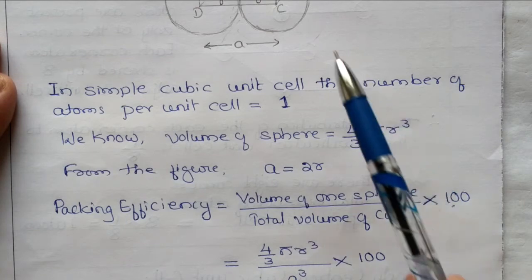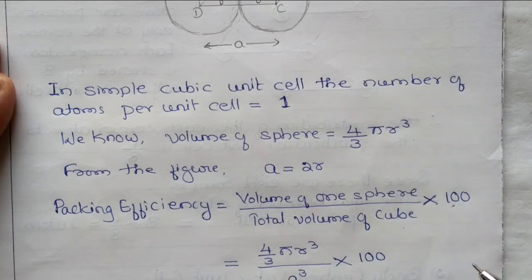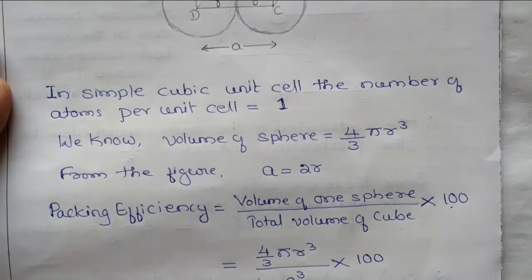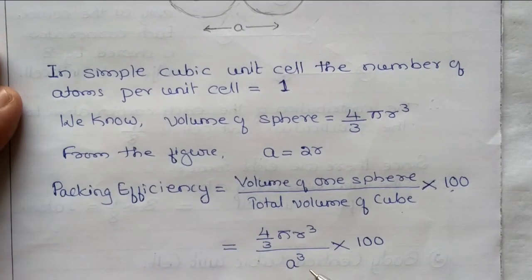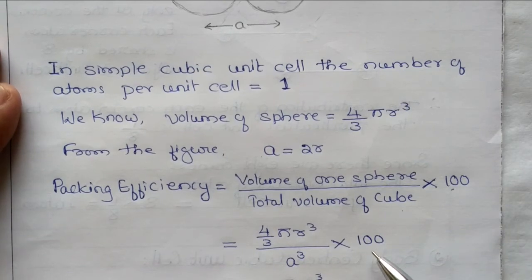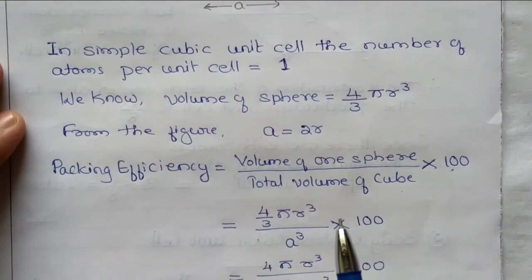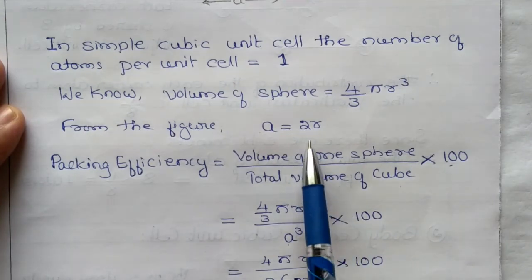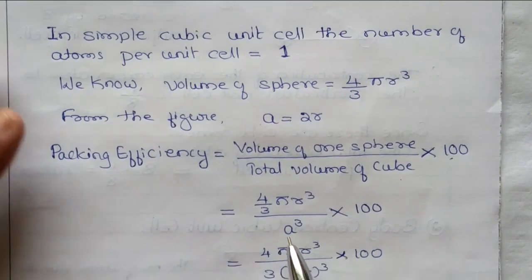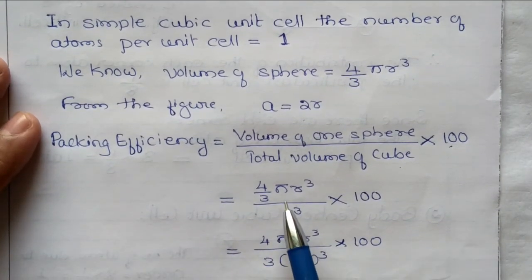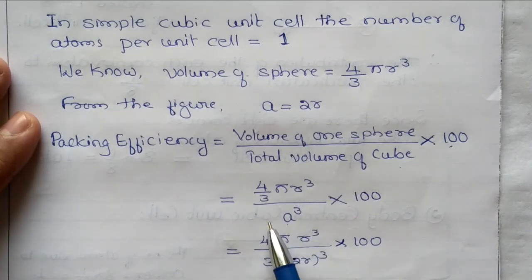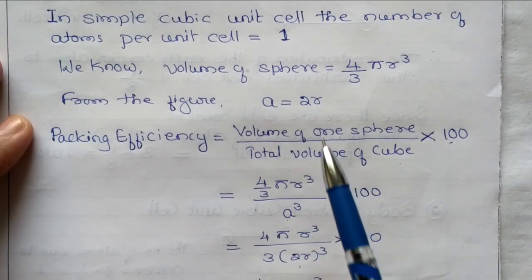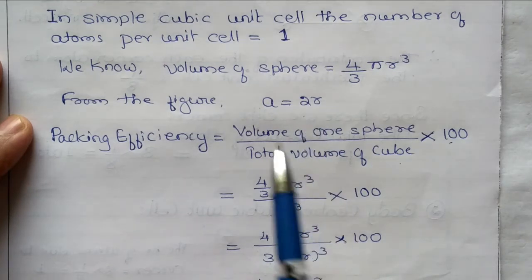Volume of the cube. What is the formula for the volume of a cube? The side is A into A into A. It is a cube, so the volume of a cube is A cube, into 100. Now I am going to replace this A value with 2r. So 4 by 3 pi r cube, this 4 pi r cube, and this 3 comes in the denominator. A, I am going to replace with 2r. A equal to 2r.